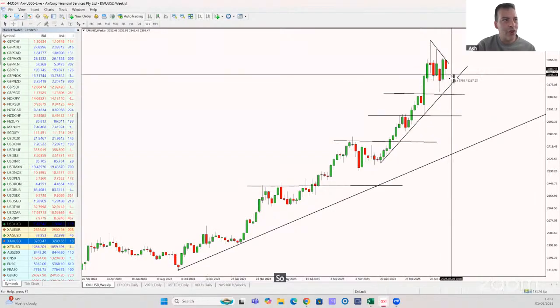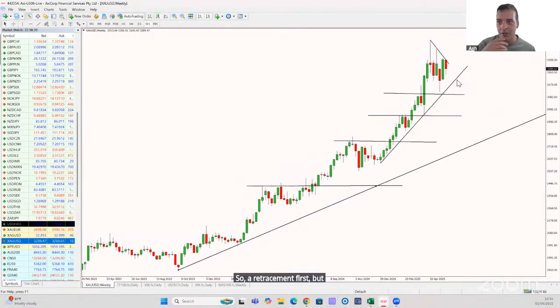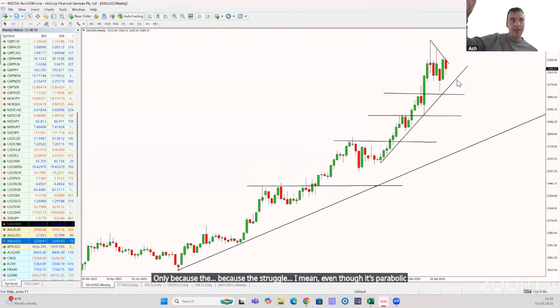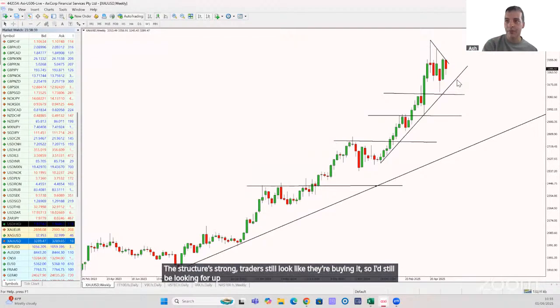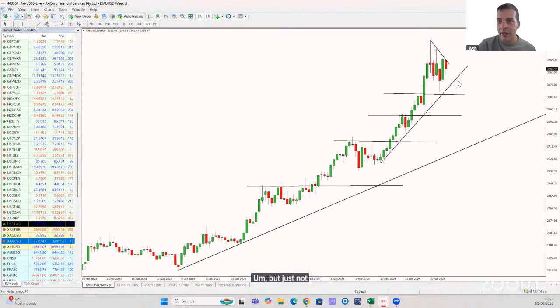So a retracement first, but definitely I'd still be looking for upside for gold. Only because of the structure. I mean, even though it's parabolic and it worries me, the structure's strong. Traders still look like they're buying it, so I'd still be looking for upside with gold, but just not at this particular level.